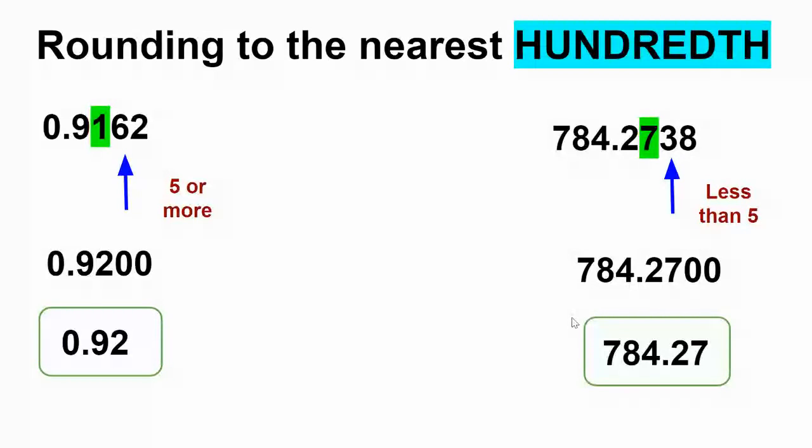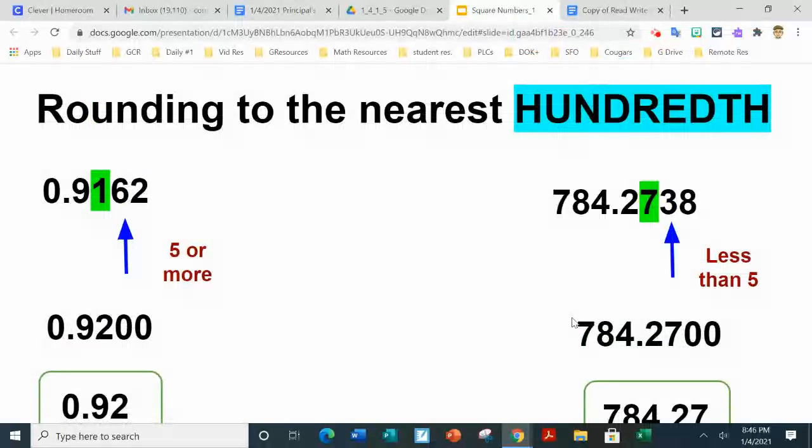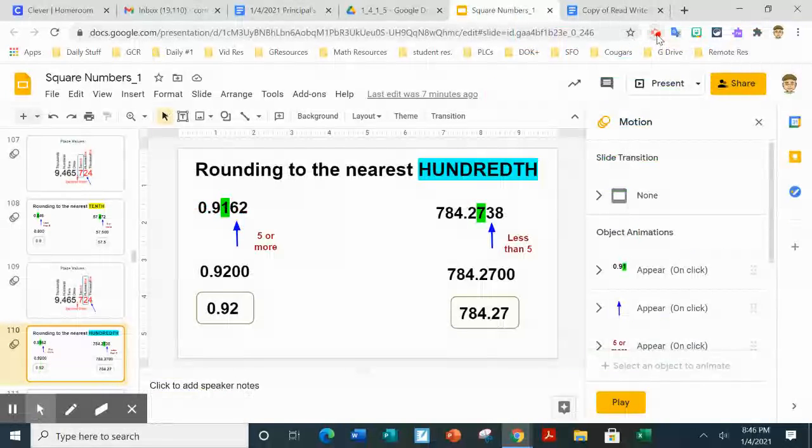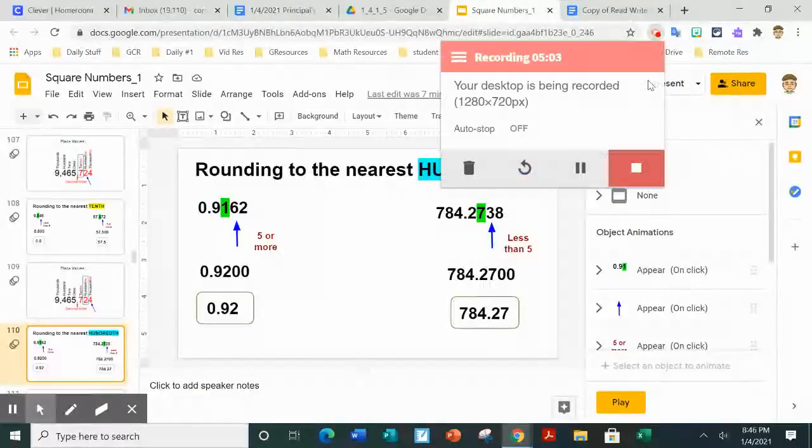So there's a little review on rounding to the nearest tenth and rounding to the nearest hundredth. All right, so please be careful of your place value out there. It makes a huge, huge difference.